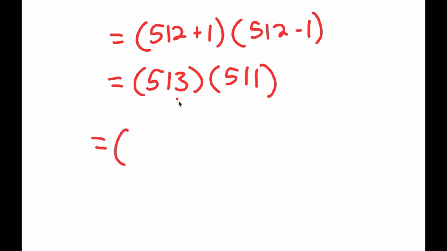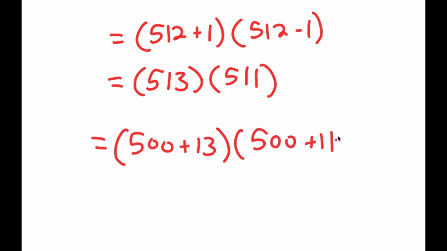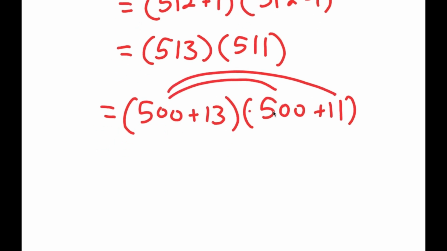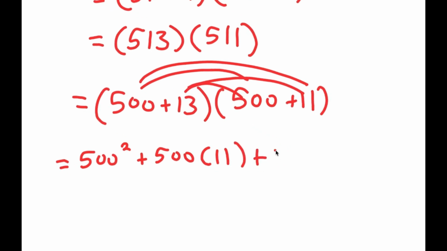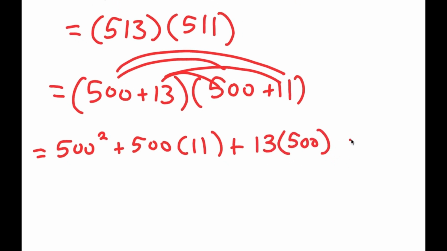Well, I'm going to rewrite 513 as 500 plus 13, and 511 as 500 plus 11. So this way, I can distribute the 500. So I get 500 times 500, which is 500 squared, plus 500 times 11, plus, now I can distribute the 13, times 500, plus 13 times 11.